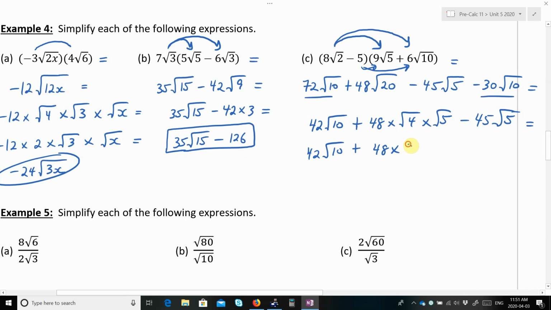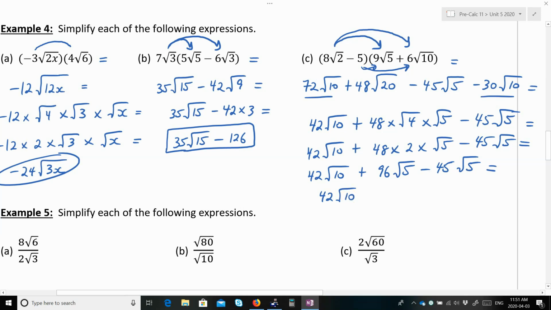48 times the square root of 4, which is 2, is 96. And I'm going to collect like terms with those root 5s. So I'm going to go to 42 root 10. And 96 minus 45 is equal to 51 root 5s. We've got root 10, root 5. Those can't be broken down anymore, so this is in simplest radical form.